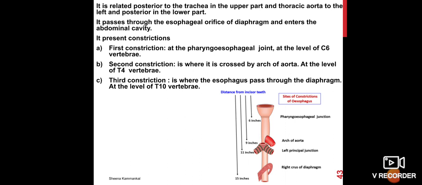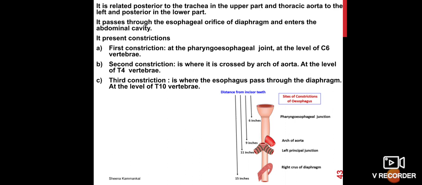It passes through the esophageal orifice of the diaphragm and enters into the abdominal cavity. So after traversing through the cervical region and the thoracic region, finally it has to pierce the diaphragm. The diaphragm consists of three large openings, one for the esophagus, one for the aorta, and one for the inferior vena cava. These are the three structures that have to pass through the diaphragm from the chest cavity to the abdominal cavity. So the esophagus passes through the esophageal opening that pierces the diaphragm, enters into the abdominal cavity, and joins with the stomach.